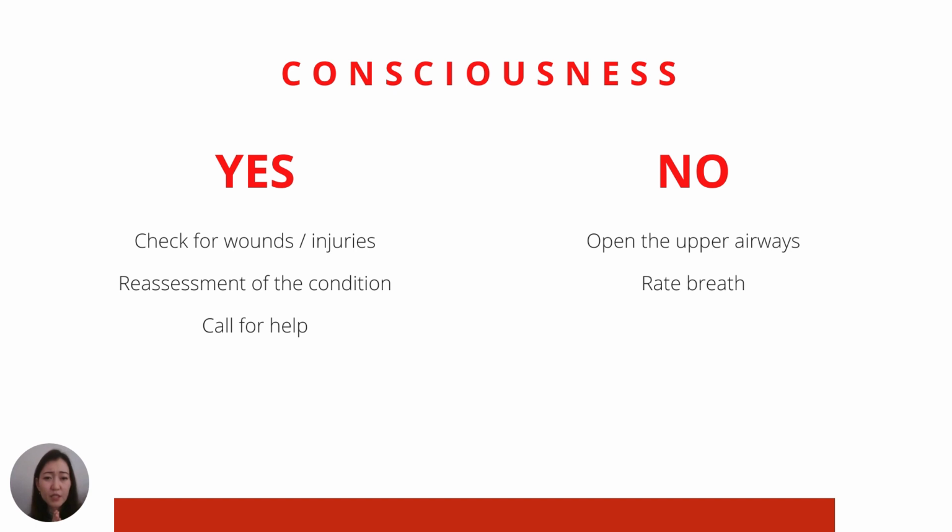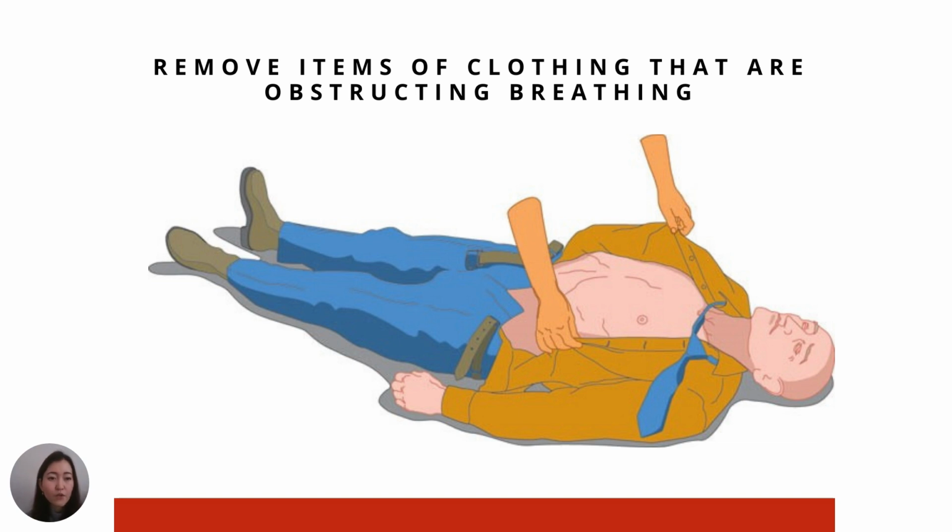If the person is not unconscious, we have to open the upper airway. How to do it? We have to remove the clothes, for example, skirts, ties, and belts also. By taking off his clothing, we have to make his chest free, and it will help him to breathe.